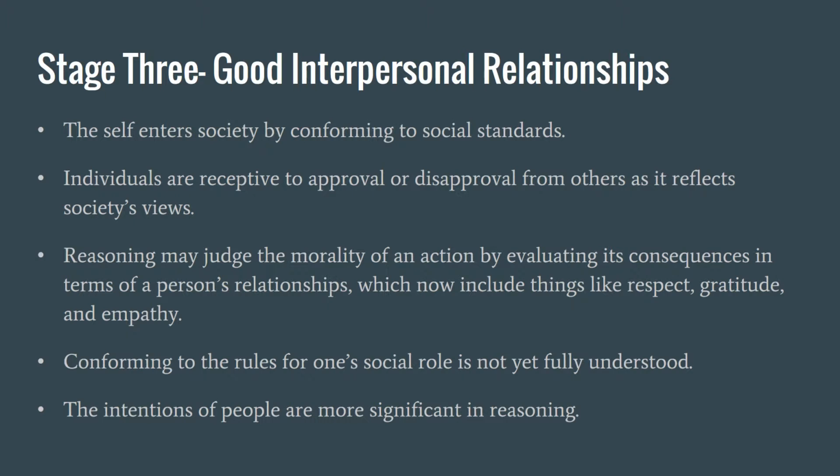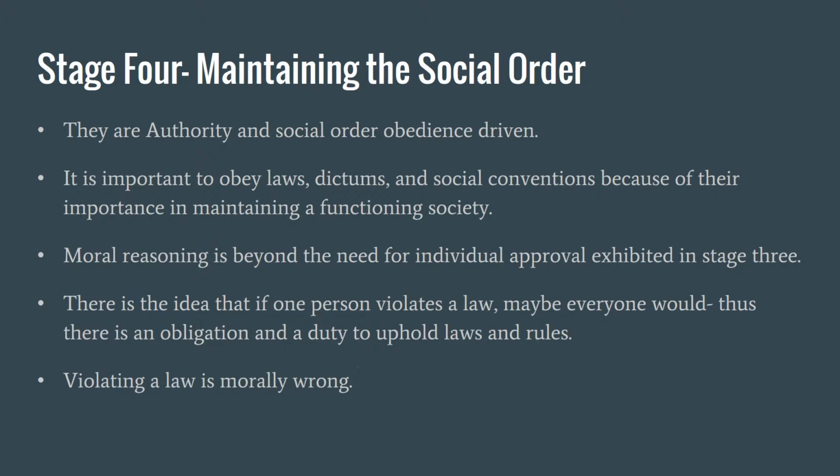Stage 3, good interpersonal relationships. The self enters society by conforming to social standards. Individuals are receptive to approval or disapproval from others as it reflects society's views. Reasoning may judge the morality of an action by evaluating its consequences in terms of a person's relationships, which now include things like respect, gratitude, and empathy. Conforming to the rules for one's social role is not yet fully understood. The intentions of people are more significant in reasoning.